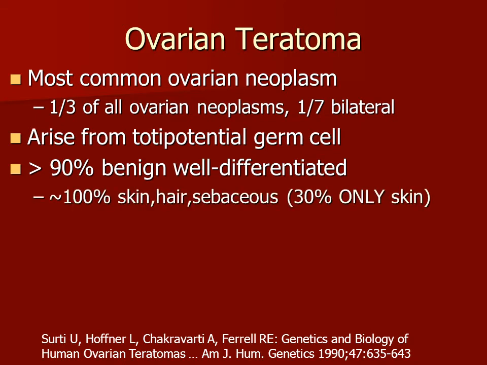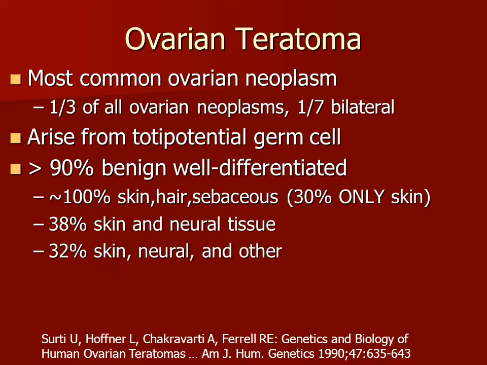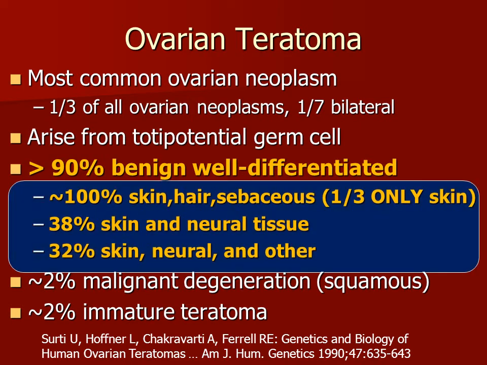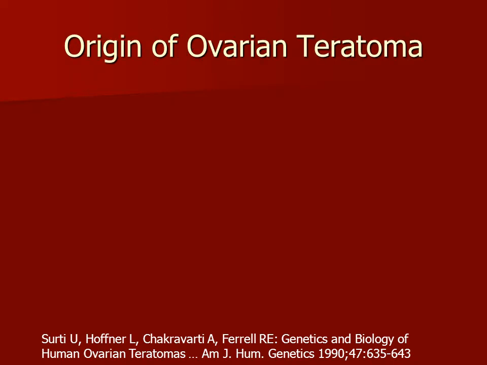Almost 100% of them will be making skin, hair, and sebaceous material, and about 30% will have only skin elements within the cyst. About 38% have skin and neural tissue, and about another third have skin, neural, and other types of differentiation. Malignant change is very uncommon at approximately 2%, and about 2% of patients with ovarian teratoma have immature histologic elements. So the most important thing to remember is that the ovarian teratoma is a benign, well-differentiated neoplasm that primarily produces skin and skin or dermal appendages.